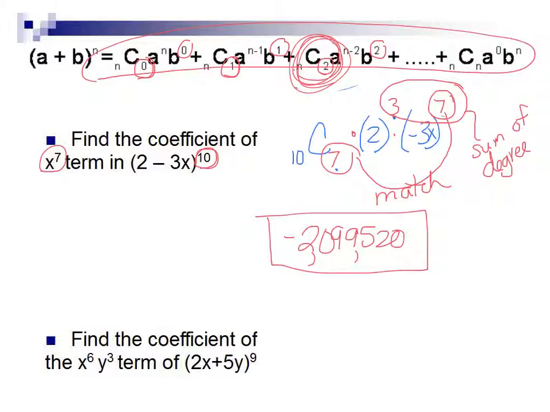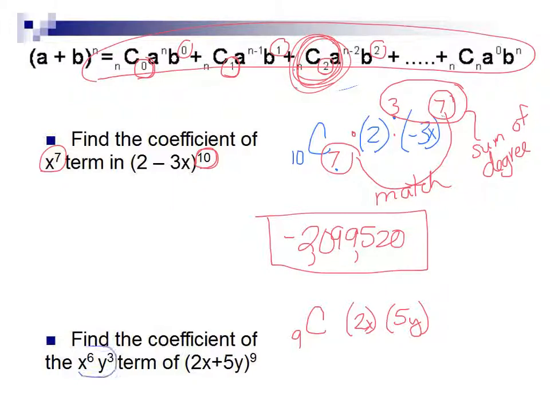Okay, one more example of this. This one is a little bit different because it has two variables. It has an x and a y. No big deal. It'll work out fine. So here's how you should set it up. It's combinations of, this time it's a degree 9, so it's 9 choose something. And then my 2x is going to be to some power, and my 5y is going to be to some power. And I have to fill in the rest.